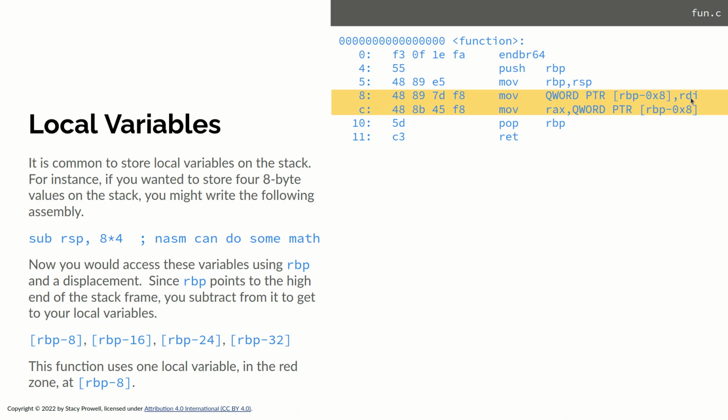RDI holds the first argument to the function according to the AMD calling convention. And we take it and we put it at RBP minus 8. Now, where is that? Well, up here we set RBP equal to the stack pointer. And so this is really the stack pointer minus 8. And we know that when you want to allocate stack, you subtract. So this is below the stack. This is in the red zone. This is in the unallocated area below the stack. It's fine to use it. We're not going to call any other functions, so it's okay. If we called another function, we would certainly screw that up.